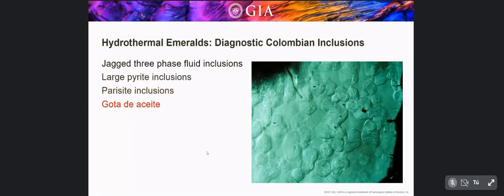And finally, you might see this type of inclusion that we call gota de aceite, which is this kind of turbid, roiled growth pattern that we see sometimes in Colombian emeralds. It's got this sort of cellular, granular pattern to it, this kind of columnar pattern. And we think it's basically formed when emeralds grow very quickly. And when they grow very rapidly, they may incorporate crystalline defects into the structure. And when you have high concentrations of these crystalline defects, you may perturb the light that's coming through the stone, giving this sort of turbid appearance.